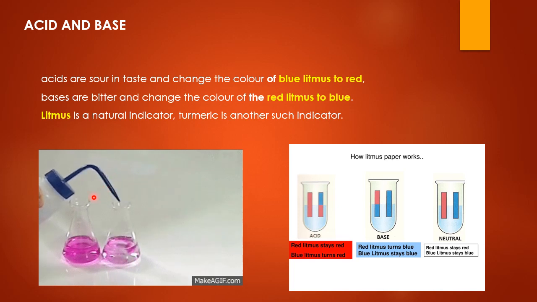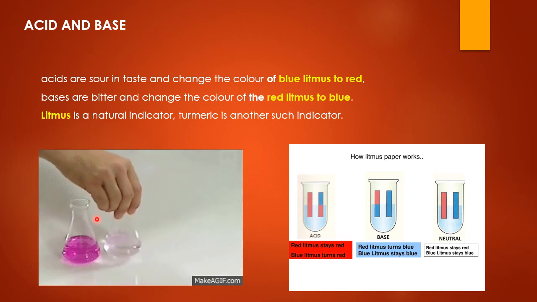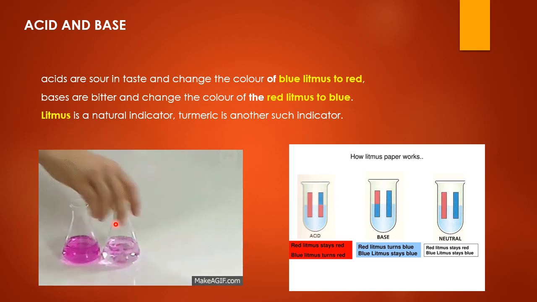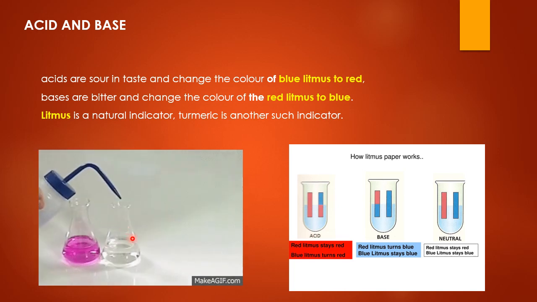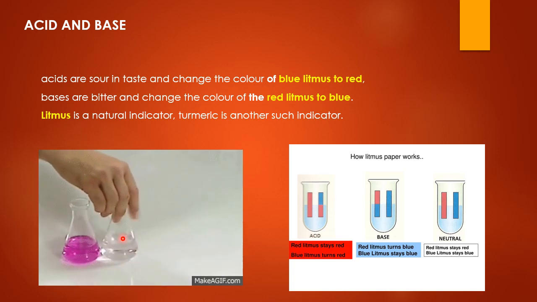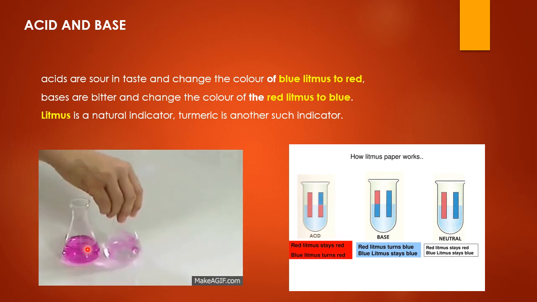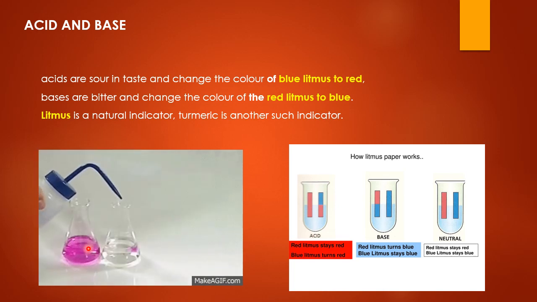Here you can see the reaction is being done with phenolphthalein. Phenolphthalein is a synthetic indicator. When it is mixed with acid, it has no effect. No color change can be seen in acid. But when it is mixed with base, a pinkish color can be seen. So that was the identification of acid and base by using indicators, natural indicator and synthetic indicator.